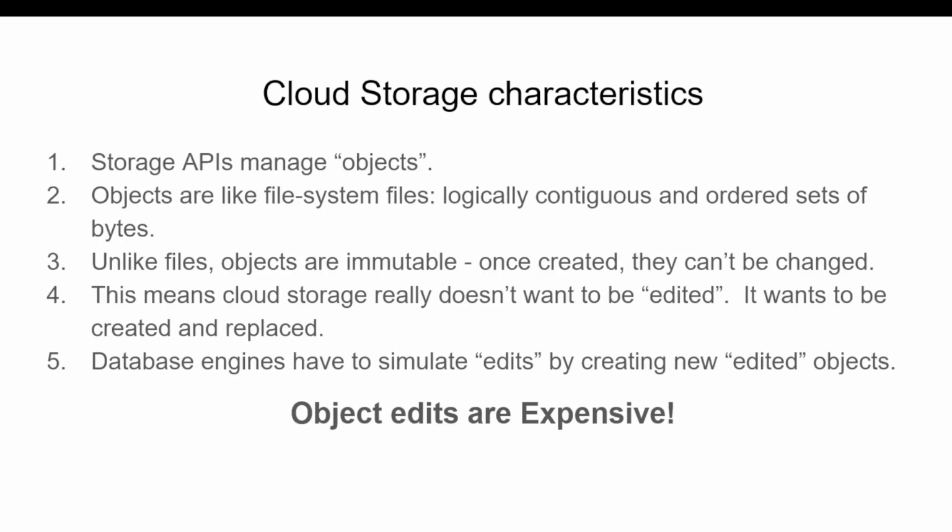Cloud storage is fundamentally about managing objects. Objects are bunches of bytes, similar to files, but objects are immutable. Once an object is created, it can't change. It can only be read or removed. This means objects can't be edited. If you want to change the contents of an object, you have to read it in, make your change, write your bytes out to a new object, and remove the old object. This can be simplified by overwriting the old object while keeping the same name, but it's still a logical object replacement. Object edits are expensive.